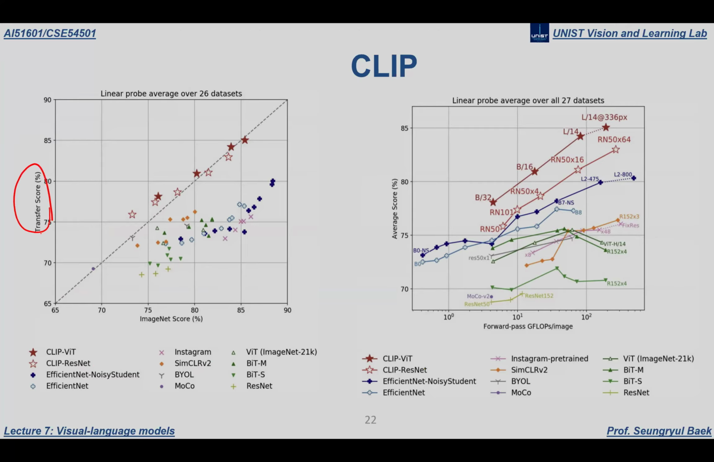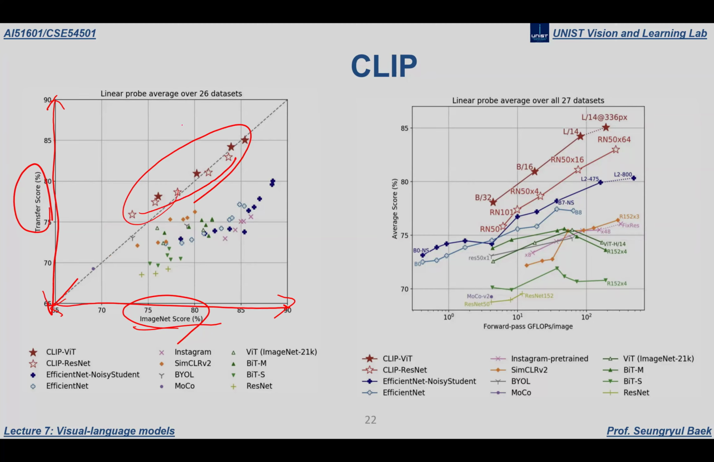So here, on the y-axis, they are showing, I will explain this part first. This is the ImageNet score, which means training the overall network on the ImageNet dataset and testing on the ImageNet testing data. Okay, then this is the classification accuracy. This is showing the transferred accuracy for the CLIP architecture.